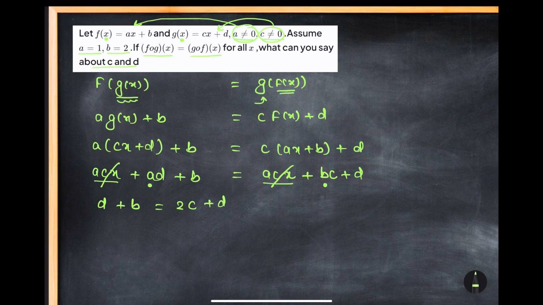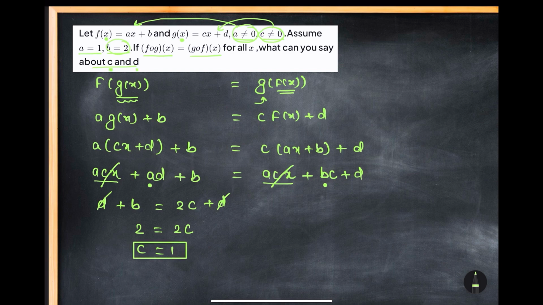Okay, now this thing is gone. So we are left with b = 2c. b was 2. Wait, b we have 2. So we can replace this with 2. So the value of c becomes 1. Okay, so we got the value of c as 1.